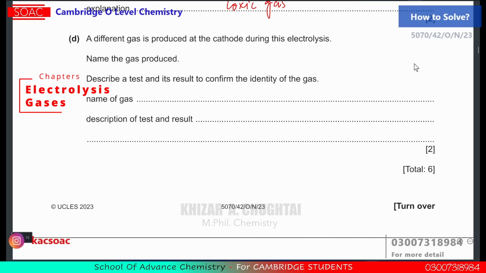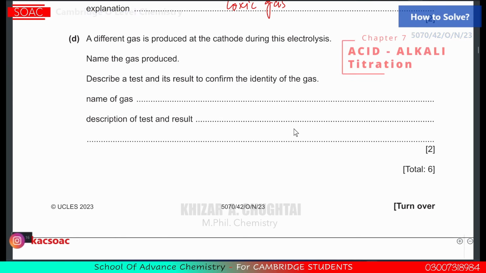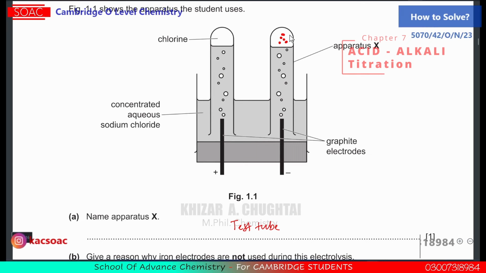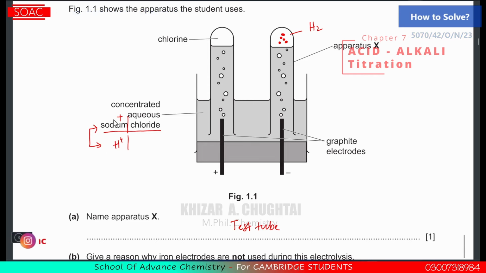Part D, a different gas is produced at cathode during this electrolysis. Name the gas produced. Describe a test and its result to confirm the identity of the gas. So what is being formed at cathode? In this case, as I told you, basically hydrogen gas is being formed as it is having 2 positive ions. Sodium positive ion from this NaCl and H positive ion from water. So there is competition between 2 ions, sodium ion and H positive ion. The winner is H positive ion. It will go towards cathode and it will change itself into hydrogen gas.